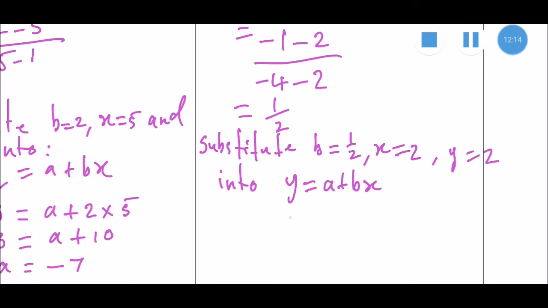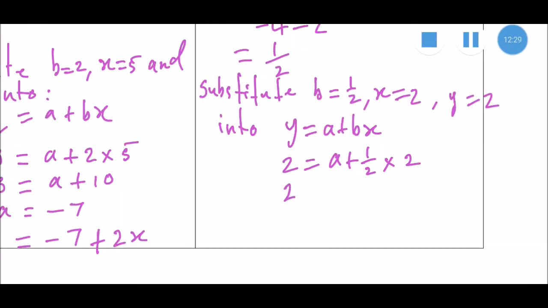Alright, so y is 2, which equals a plus bx. So a half times 2. Okay, now that becomes 2 equals a plus 1, because a half times 2, 2 halves is 1. Now minus 1 from both sides to get a will give us a equals 1.